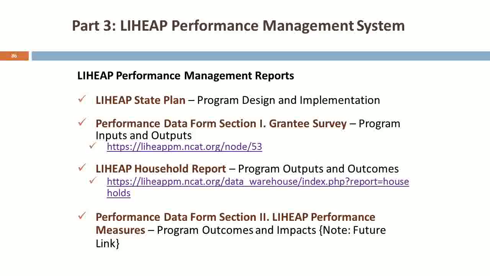Similarly, the household report, again, we're talking about outputs and outcomes. What are you doing to help the households? What assistance are you providing them? And again, here's another data link for the data warehouse with household report data that's available to you. And the last is the second part of the performance data form, the section on performance measures. Again, these are outcomes. What are you doing to reduce households' home energy burden? How are you impacting them in terms of restoring or preventing their loss of service? And once everyone reports data on that, we'll have a link in the slideshow for the data warehouse performance data.